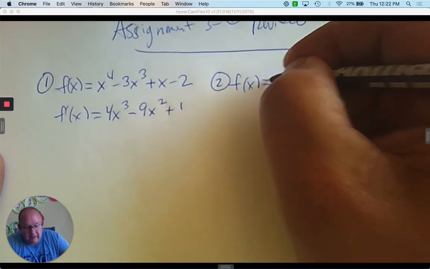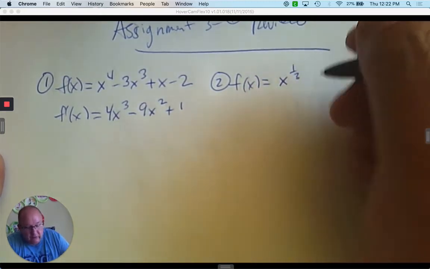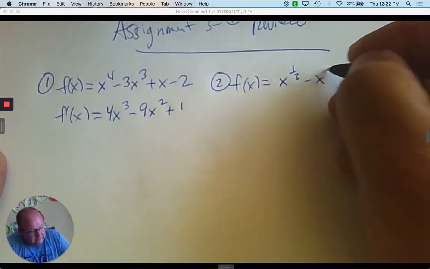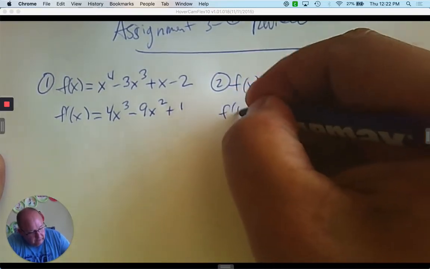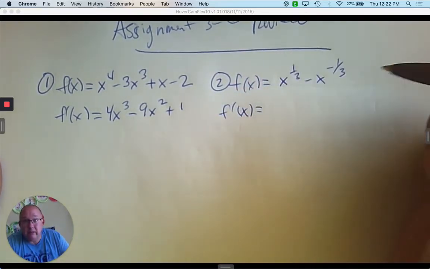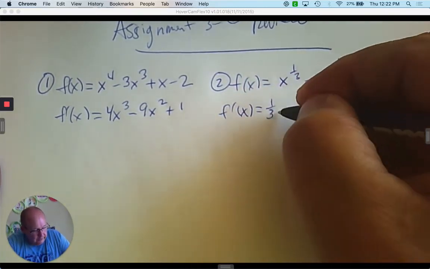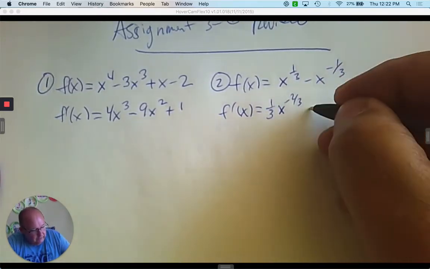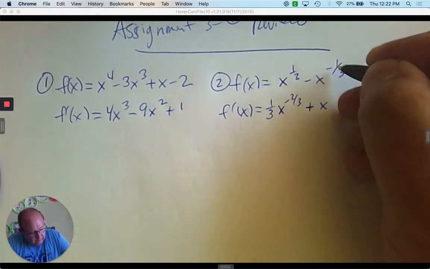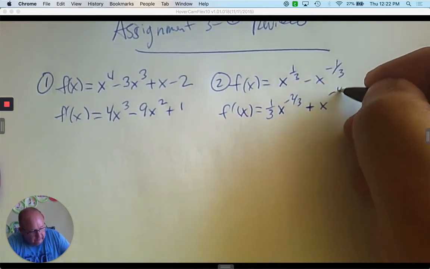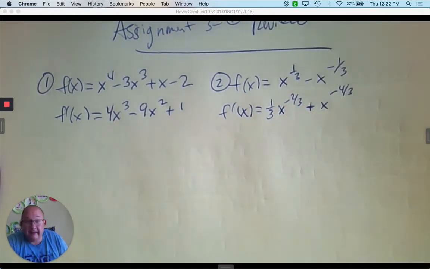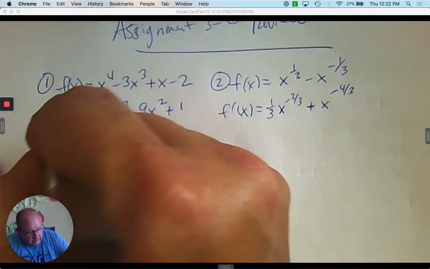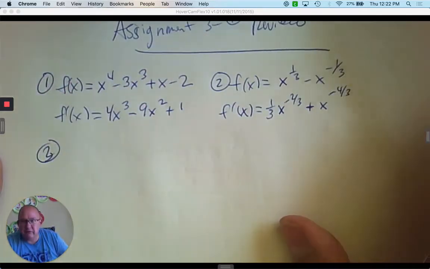In fact, I'll write down the function so I can see it easier. So x to the 1/3, subtract x to the negative 1/3. Can you take the derivative using the power rule? So 1/3 times 1 in front, subtract 1 to the exponent. And negative times a negative is positive. When I subtract negative 1, subtract 3, that's negative 4/3, and that's it. Number 3, we just did number 2.